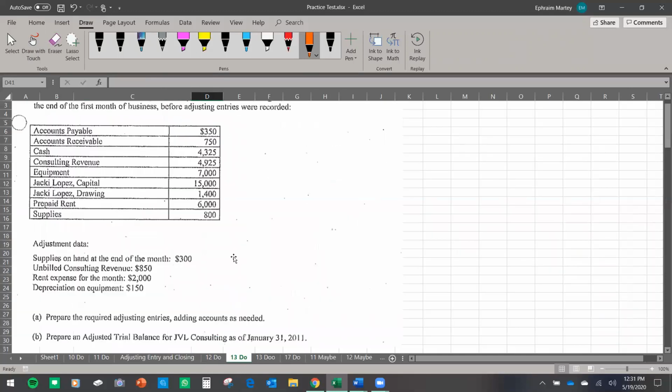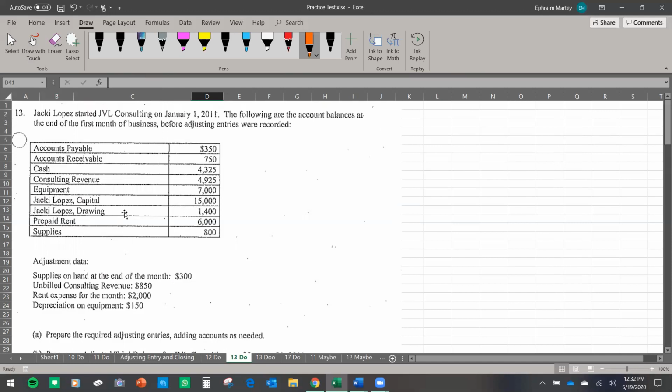So let's move on to 13 and see what we have in 13. Okay, so we have a problem here that says this is the company. I don't like this color. Okay, this is the company Lopez. Lopez is the name of the person, but JVL is the company. Okay. So we have the following balance at the end of the month before adjusting entry. So this here tells us we are going to do adjusting entry because it says before. Okay, so this one right here, all this information over there. Let's see.